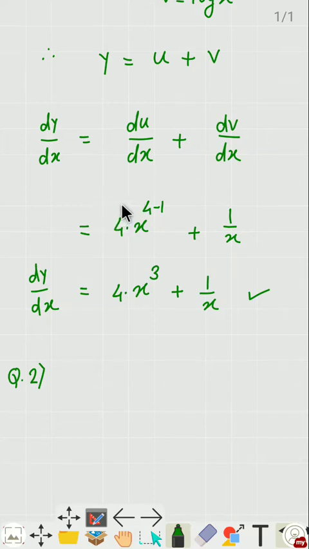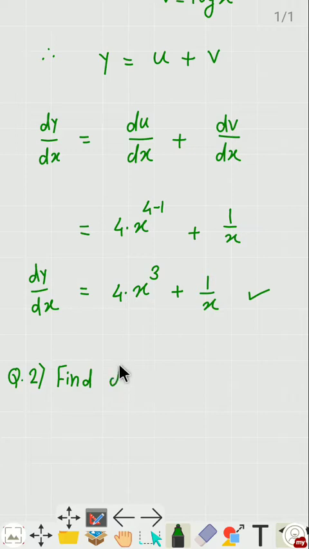Okay, now take question number 2 on the rule of addition of derivative, the derivative of the addition of two functions. Let us take question number 2 now. Let y be equal to a function. It is not necessary to write "let", we can just write here.